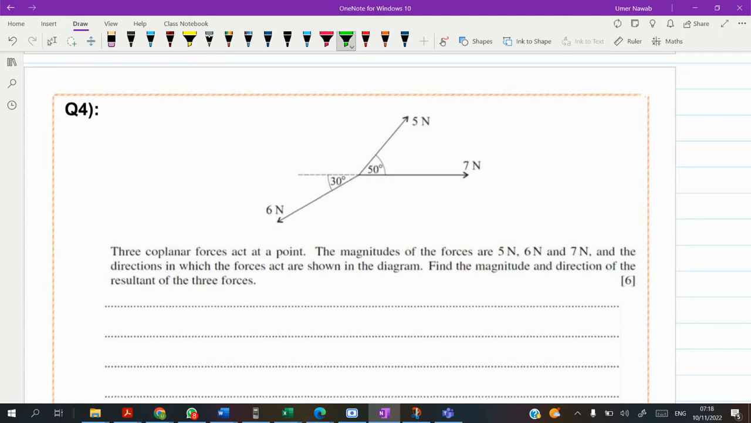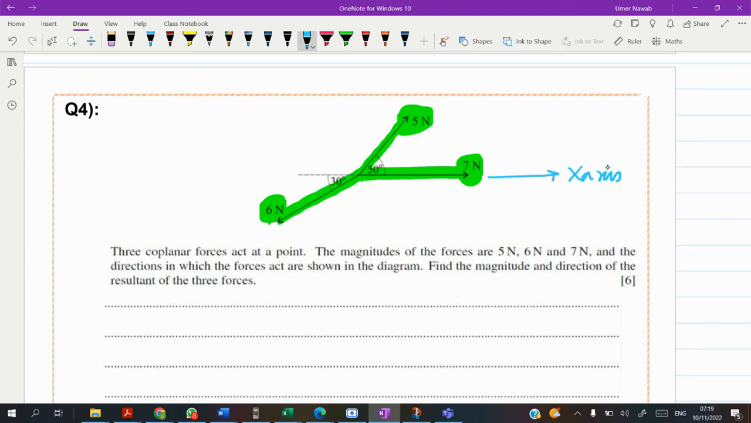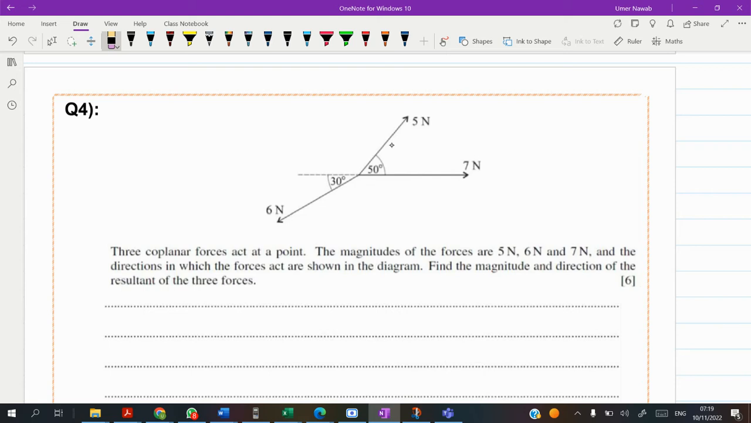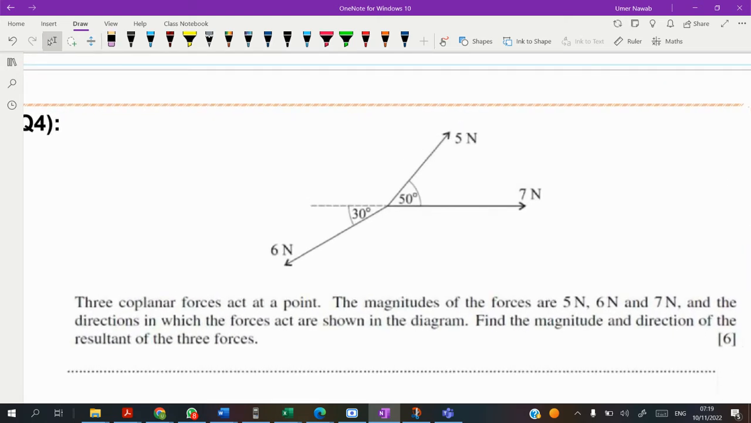In question number 4, I can see the diagram. He has given 7 Newton force, 5 Newton force, and 6 Newton force. This 7 Newton force is already acting along the x-axis, so no need to resolve it along the x-axis and y-axis. But the 5 Newton force is not along the x-axis or y-axis, it is making some angle with the x-axis, so it has to be resolved, and the 6 Newton force has to be resolved.